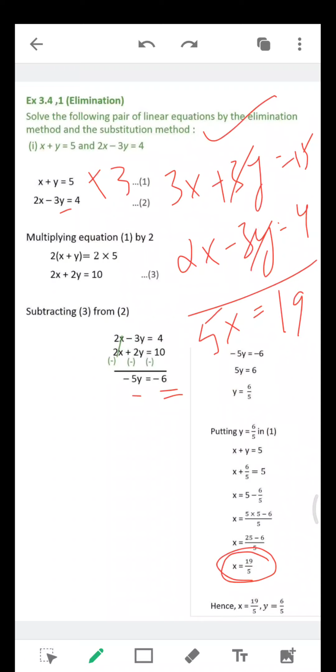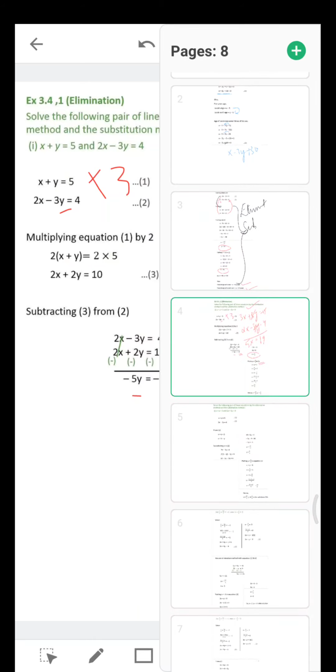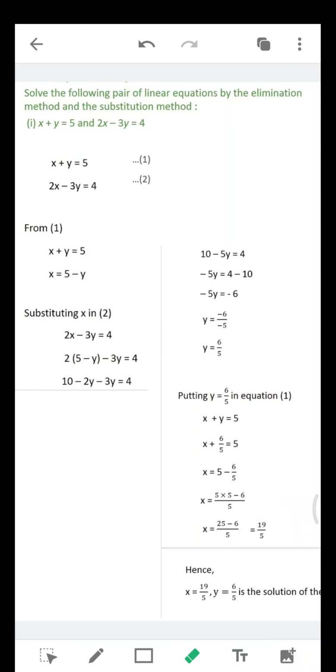So after finding the y value, we'll substitute this y value in equation number 1, and we'll get our x value again by substituting. Okay, this was about the elimination method, which we have done many times. Next, we have to solve the same by the substitution method.